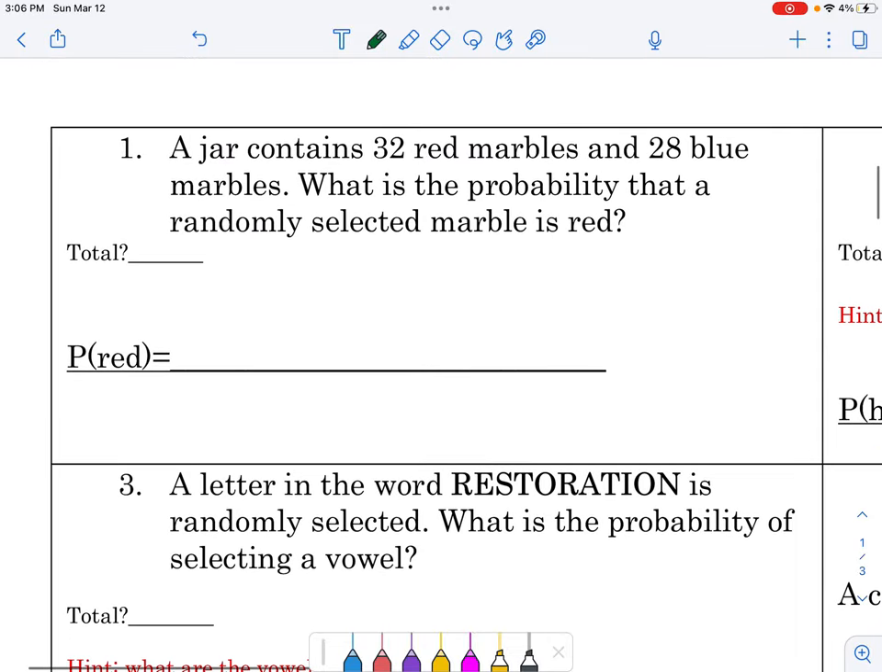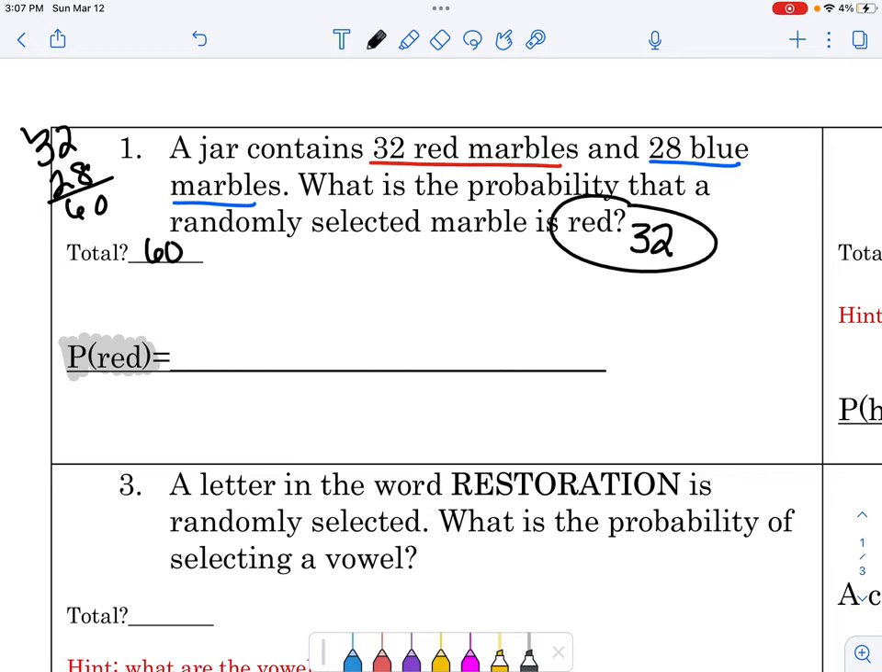Number 1. A jar contains 32 red marbles, I will conveniently underline that, and 28 blue marbles. That's the dog. Okay, now it says, what is the probability that it's going to be red? So you can see this was already set up for you. Something that we need to make sure we find is the total amount. So 32 plus 28 is 60. And what are we looking for? How many red are there? There's 32. So the probability is going to be 32 divided by 60, but you have to reduce that.